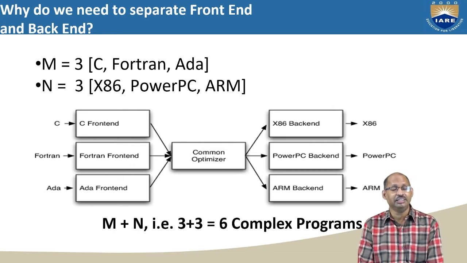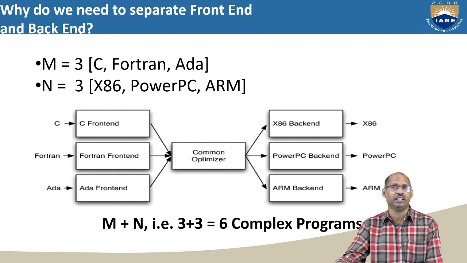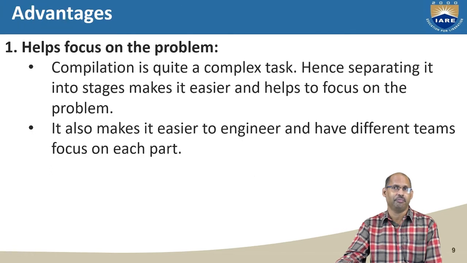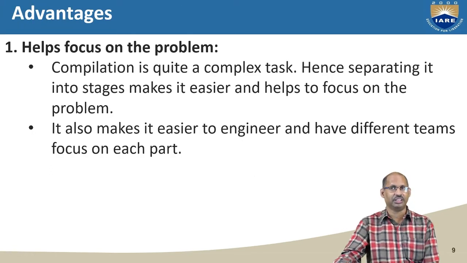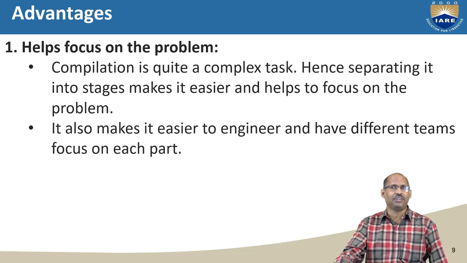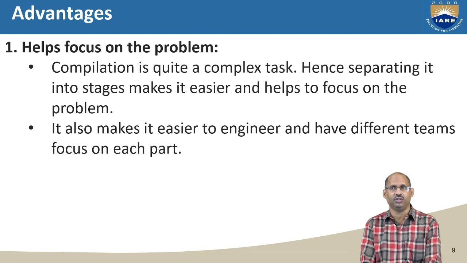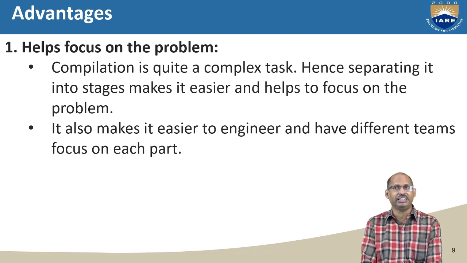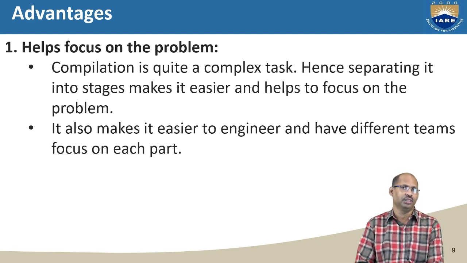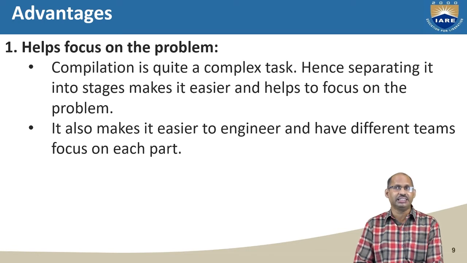Using 3 front ends and 3 back ends, we are generating 9 different compilers, one for each source language and each backend machine language. So, what are the main advantages here? Compilation is a quite complex task. Separating it into different stages makes it easier and helps to focus on the problem.